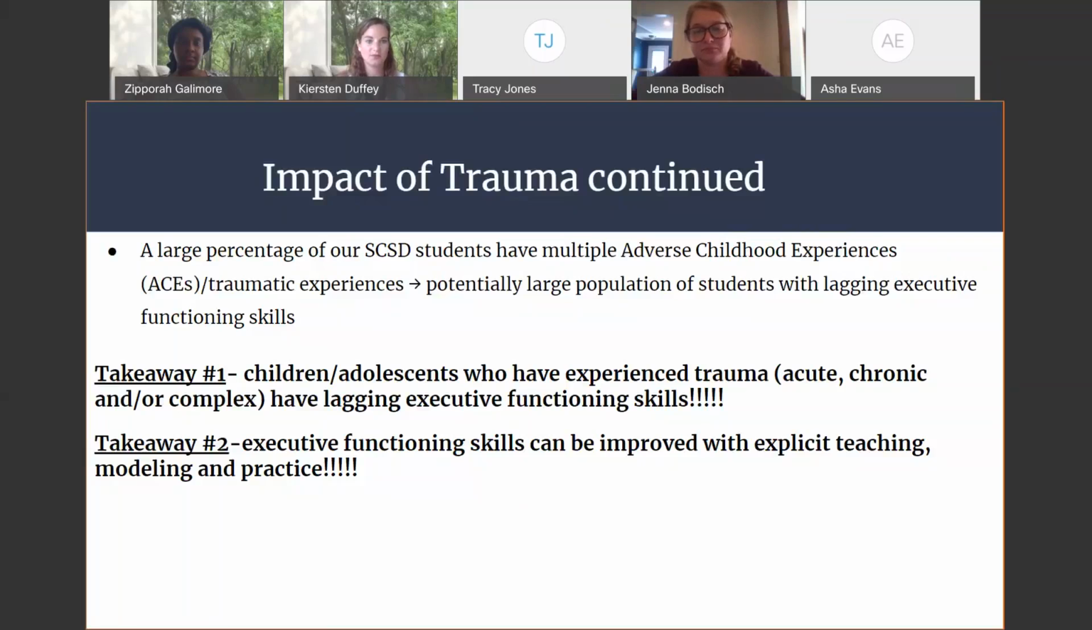So I have two main takeaways from this that I want you to remember. The first one is children and adolescents who have experienced trauma have lagging executive functioning skills. And the second takeaway I want you to know is that executive functioning skills can be improved with explicit teaching, modeling, and practice, which are the skills and the strategies that we are going to teach in this presentation. I am going to hand over to Jenna now.